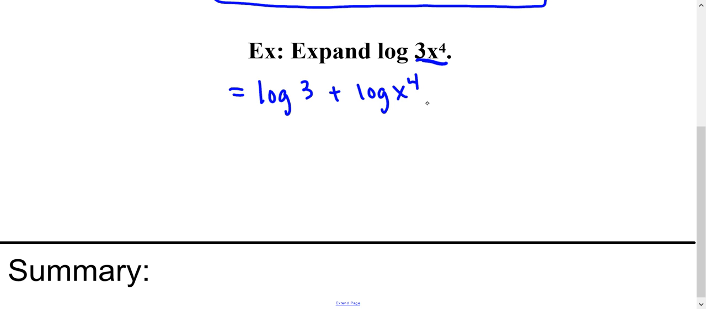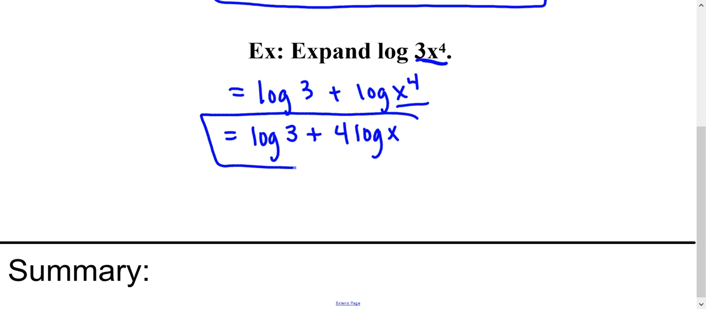The x to the 4th. So we're going to use the power property, which is raise and multiply. So remember, you're going to take this 4 and you're going to bring it down front. So it's going to turn into 4 log x. And so this would be the answer. So this one was actually a little bit simpler than the last problem. So make sure that you go back and answer the essential question and write your summary.